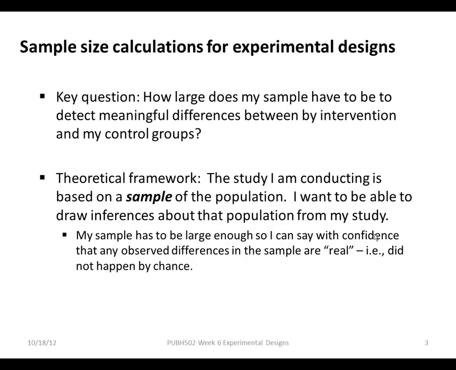And the theoretical framework underlying it is, we're doing these studies on samples of populations. We've talked about this a lot. And we want to be able to draw correct inferences to that population from the study that we do. So we need a sample that's large enough so that we can say with confidence that the observed differences that we saw are real. They didn't happen by chance. We can say something about the underlying population from which we drew our sample from the study that we've done.